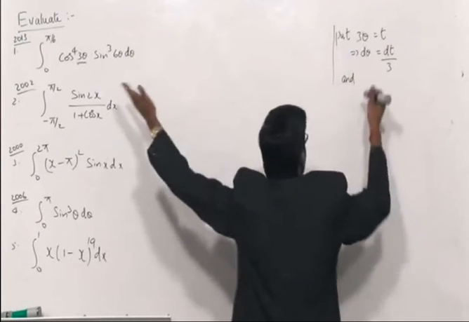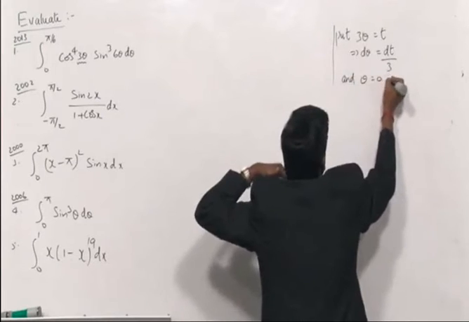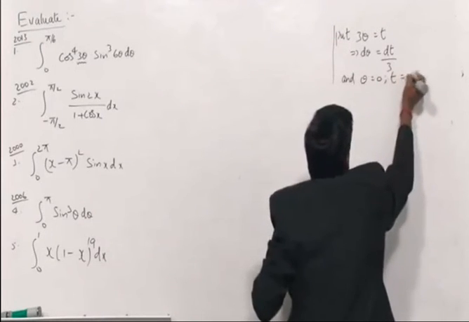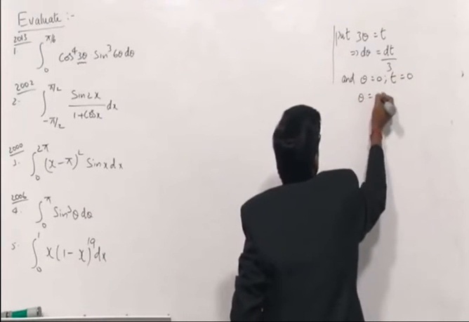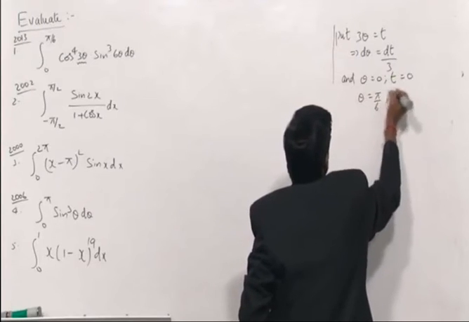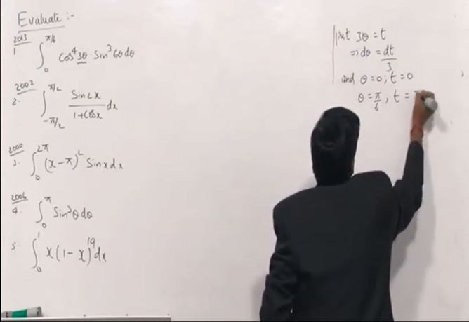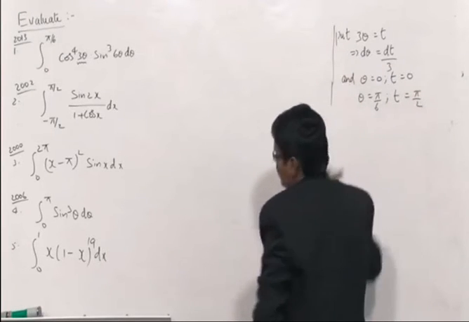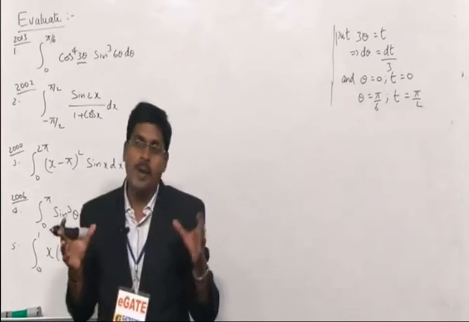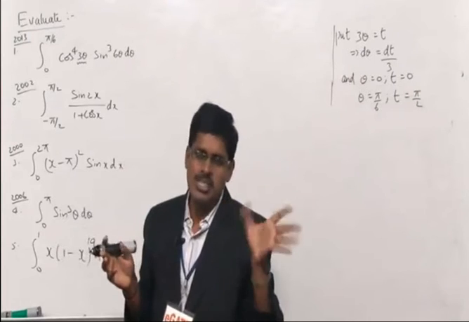Your old variable is theta. Theta lower limit 0: substitute 3 into 0, that means t lower limit 0. Theta upper limit is given as pi by 6, that is 30 degrees. 3 into pi by 6, 3 into 30 means 90 degrees, so t upper limit is pi by 2. That is the way to get 0 to pi by 2. Take properly one of the terms as the substitution.